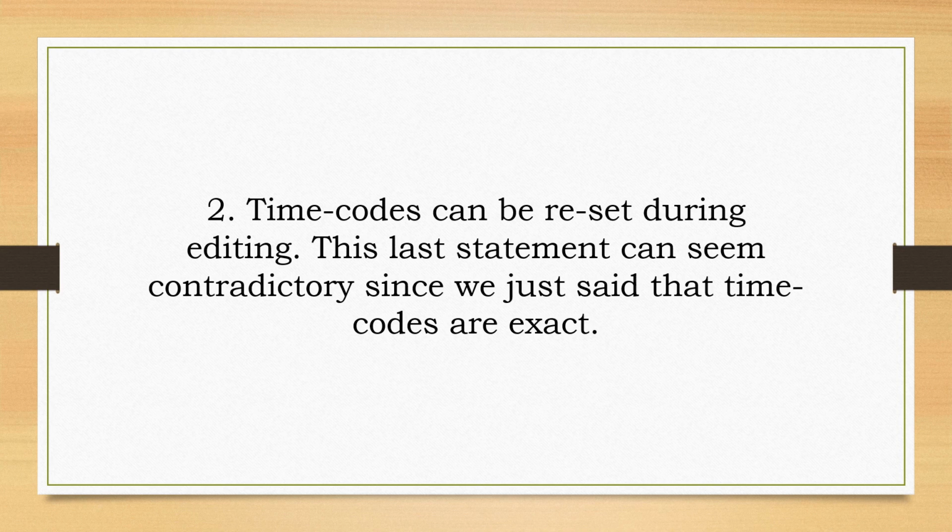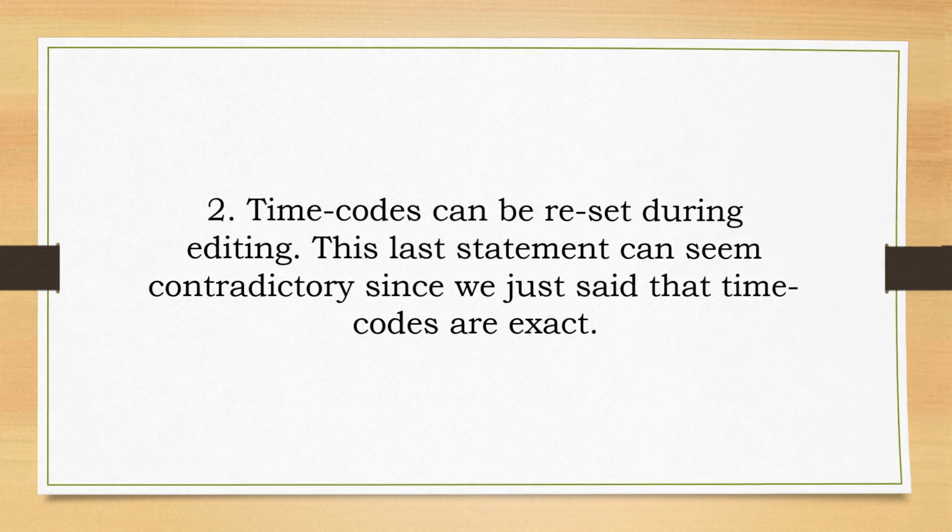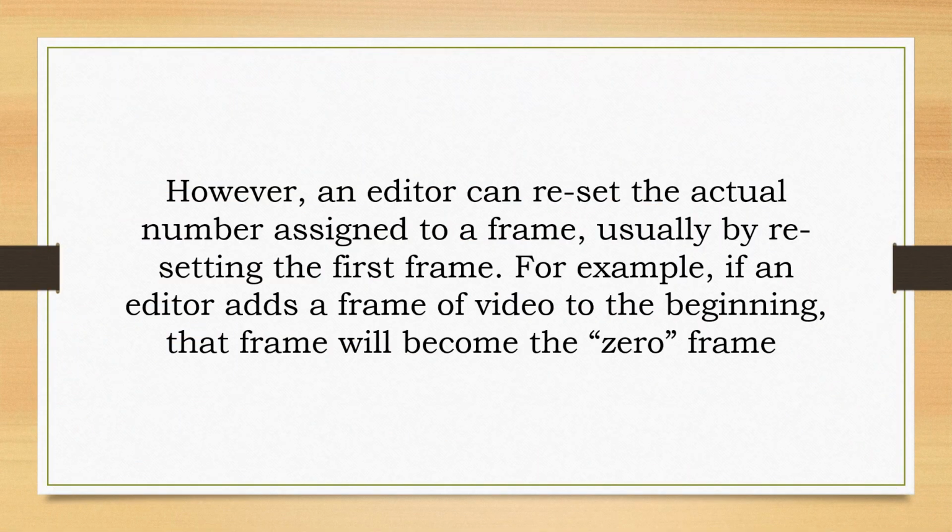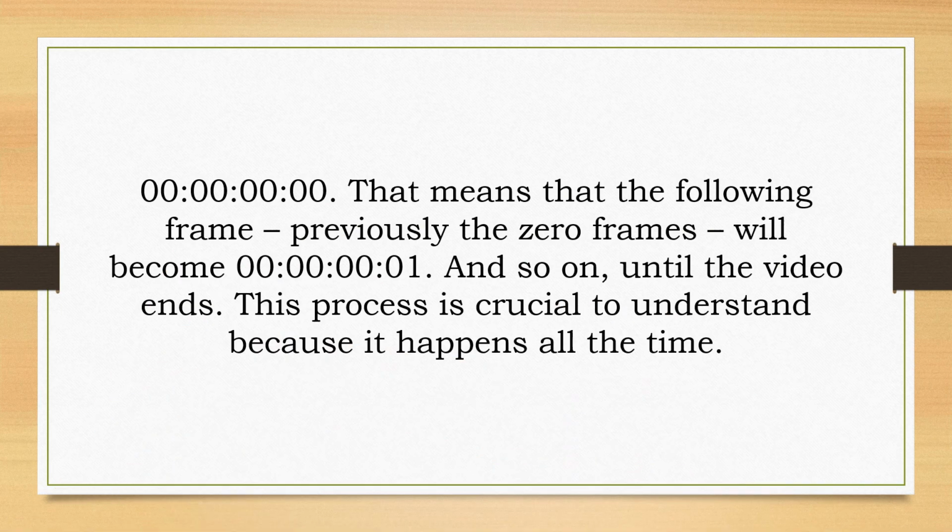2. Timecodes can be resynced by editing. This last statement can seem contradictory since we just said that timecodes are exact. However, an editor can reset the actual number assigned to a frame, usually by resetting the first frame. For example, if an editor adds a frame of video to the beginning, that frame will become the 0 frame, 00:00:00:00. That means that the following frame, previously the 0 frame, will become 00:00:00:01. And so on, until the video ends.